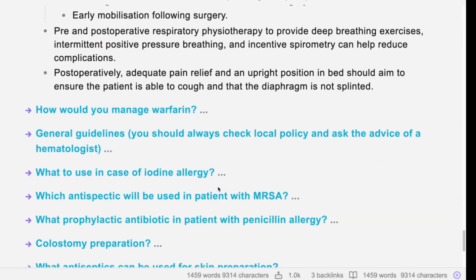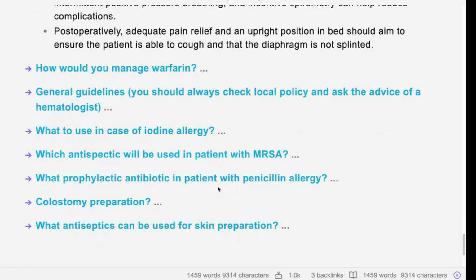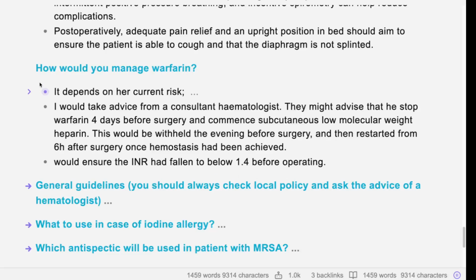Okay, I have a few more questions. How would you manage warfarin in patients? Ideally, you should follow your local guidelines. It might be different from one hospital to another. Warfarin should be stopped at least 4 days before the surgery, and the patient is bridged with low molecular weight heparin, which can be stopped 6 to 12 hours before the surgery. You can restart warfarin as soon as the patient is able to eat and drink after the surgery, and there is no contraindication for it.